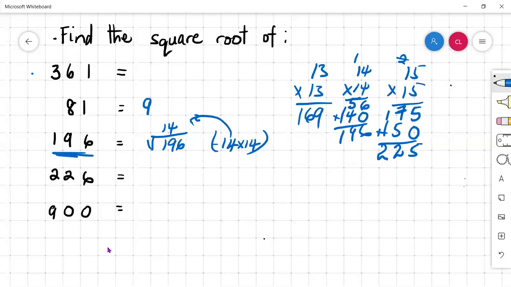Let me just double check this. All right. I think this should really be 225, not 226. Let me get the eraser and change this one. And I'm going to write this as 225. So the square root here, this would be what? 15. All right, so this would be 15. All right, so we find that one.